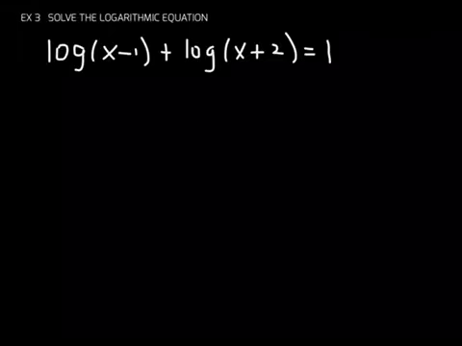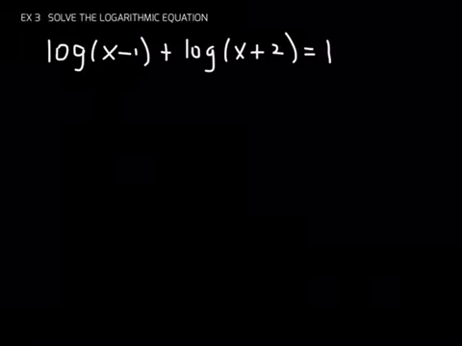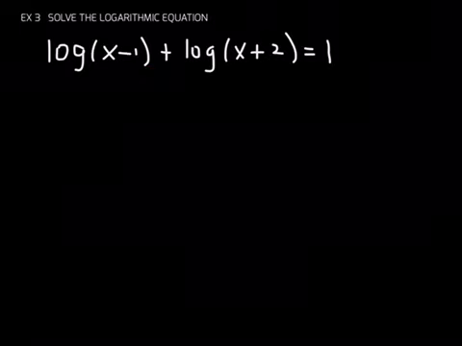All right, guys, example 3: log of x minus 1 plus log of x plus 2 is equal to 1. Again, do not use strategy 1, which says that you can drop the logs. You can't do that here because you don't have one logarithm set equal to another log. You have a sum of logs equal to just a number.